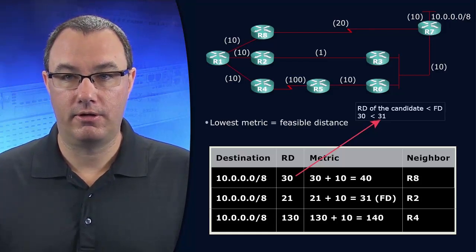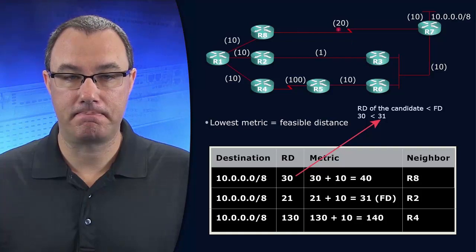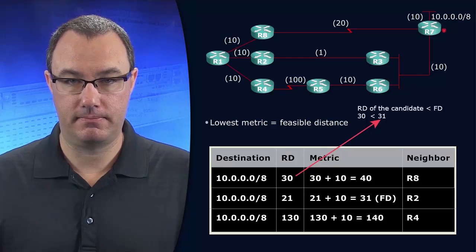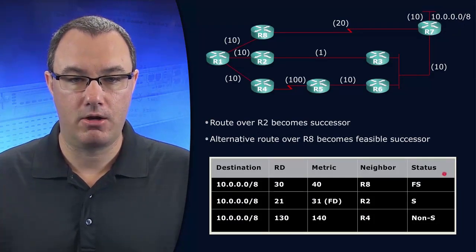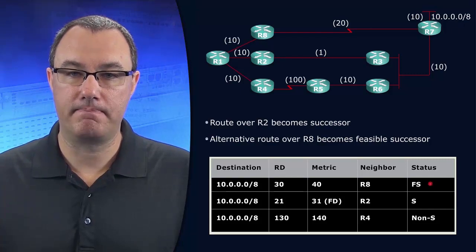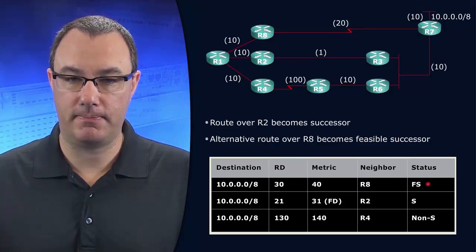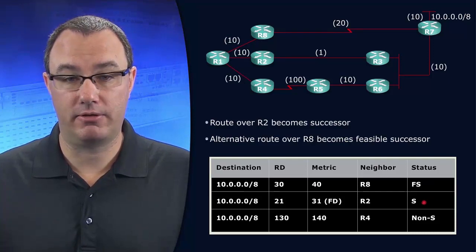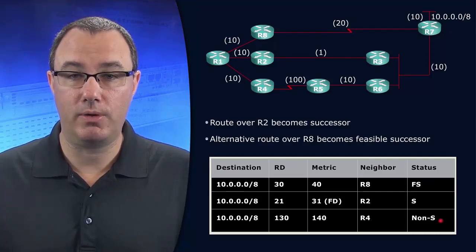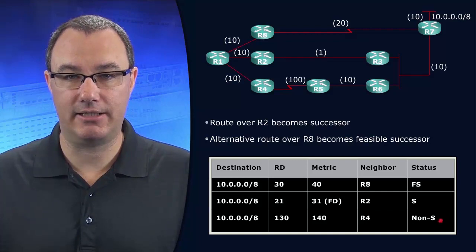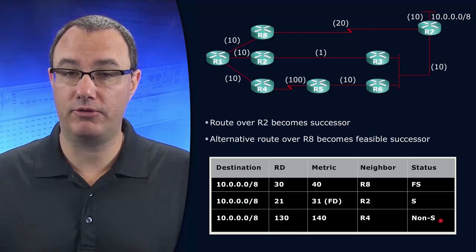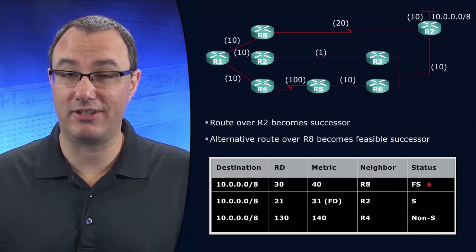So the top pathway would be the feasible successor for this topology because it meets that condition. As we can see here, the top pathway would have a status of feasible successor. The route with the best metric, that's the successor. And then you will have the others, those that are not good enough to immediately install in the routing table should we lose the successor, because that's what the feasible successor is.